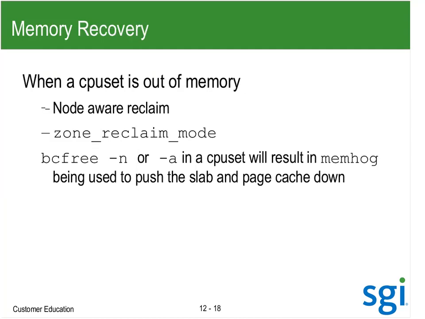So when a cpuset is out of memory, we want to do a node-aware reclaim, and then bcfree in a cpuset will result in memhog, but we can hit an OOM. I need to add that onto here. A cpuset OOM occurring. And I was pushing on that last night as well.